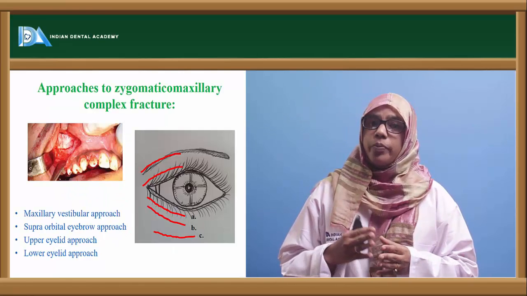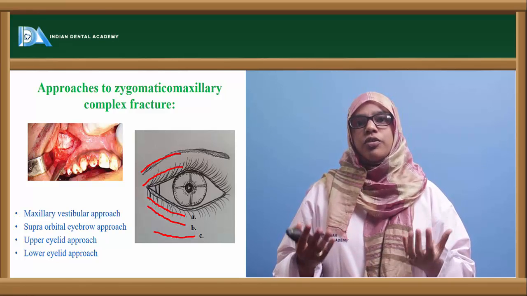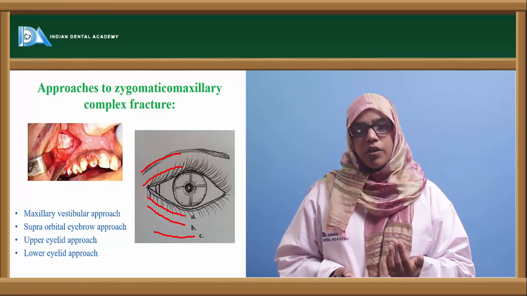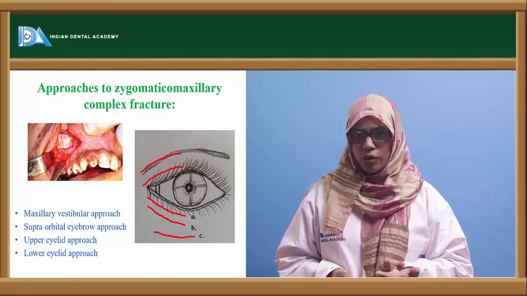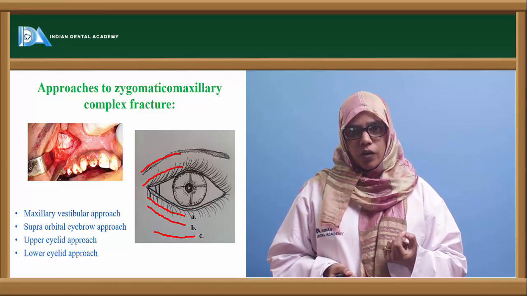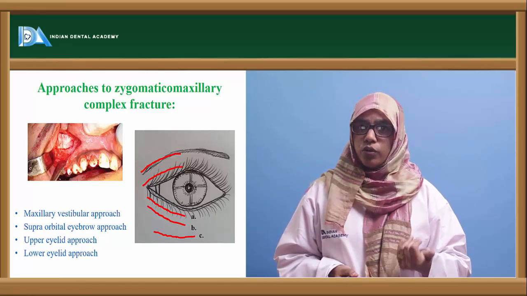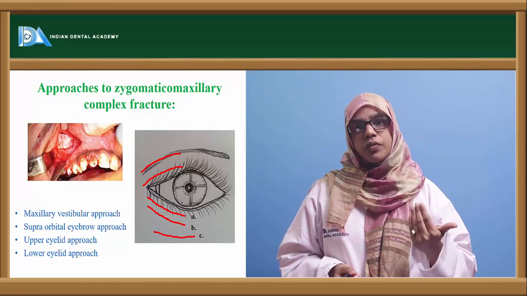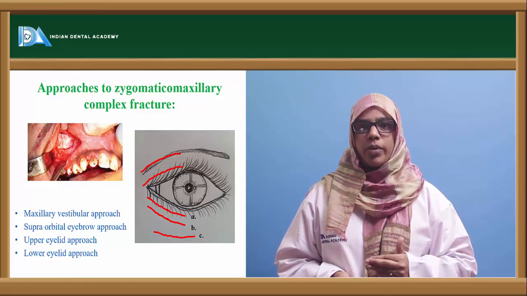Now, for plating it, you need to expose it. To expose it, you need to know the different types of approaches that are available. Okay, you could treat a zygomatic complex fracture by an intraoral approach, that is a maxillary vestibular incision. You could give a supraorbital eyebrow approach or an upper eyelid approach. You could also do a lower eyelid approach. The lower eyelid approach is further divided into three: subciliary approach, lower eyelid approach, and infraorbital approach.